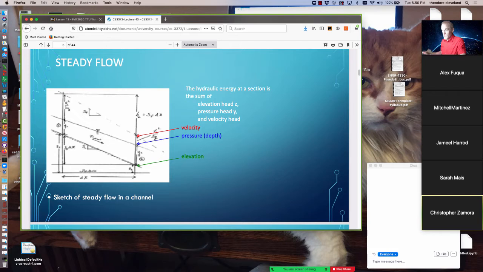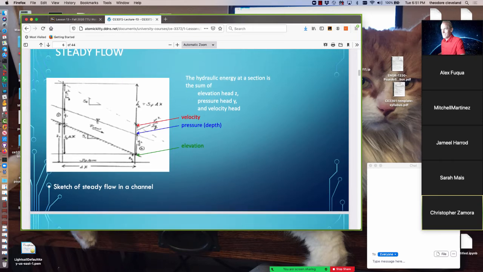So, still reusing the drawing, the hydraulic energy at any one of the sections is the sum of the elevation head, so in this case Z2, plus the pressure head, and the depth plays the role of pressure head that we were familiar with from our earlier Bernoulli's equation, plus the velocity head. And that brings us to the total hydraulic energy at that particular section location.